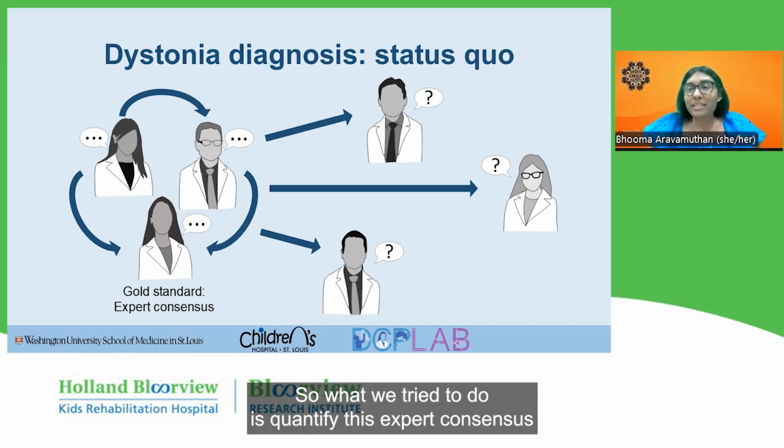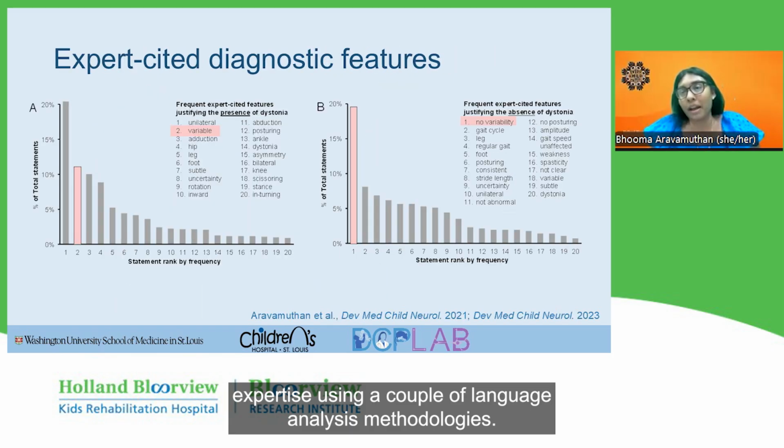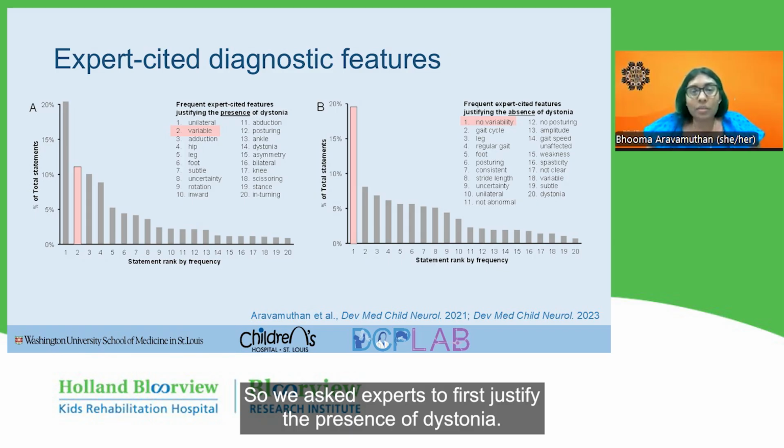So what we tried to do is quantify this expert consensus expertise using a couple of language analysis methodologies. So we asked experts to first justify the presence of dystonia.